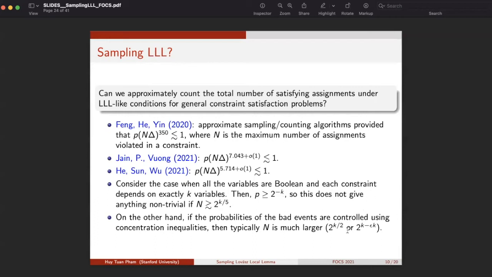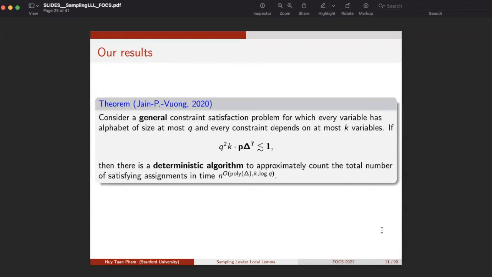And note that in those cases, the Lovász local lemma still guarantees a satisfying assignment, even allowing for delta that grows exponentially in k. So our main result that I want to discuss today goes in this direction, that provides a general algorithm for approximate counting and sampling that works for general constraint satisfaction problems in a condition that looks like the LLL condition.